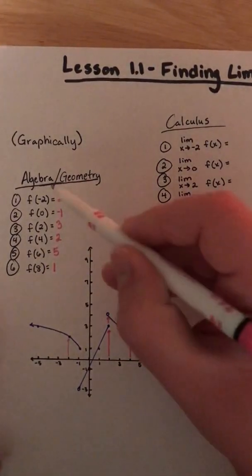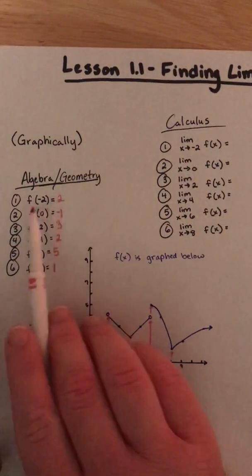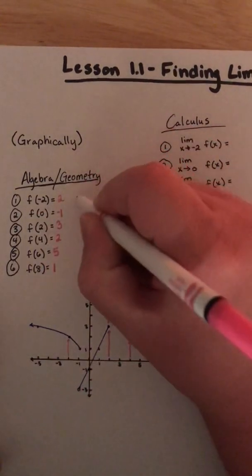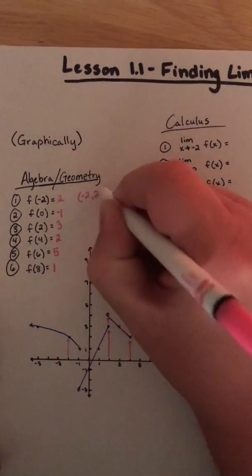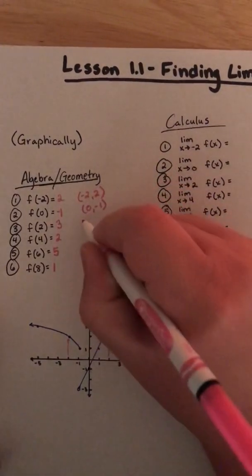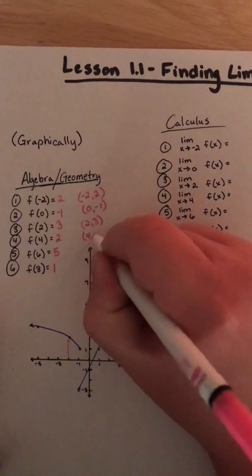All right. Again, this was just a review. So we were finding the value of a function at a particular point. So again, this would happen to be the point negative 2, comma 2, 0, comma negative 1. You guys get the idea. So again, we're finding the value of a function at a specific point.